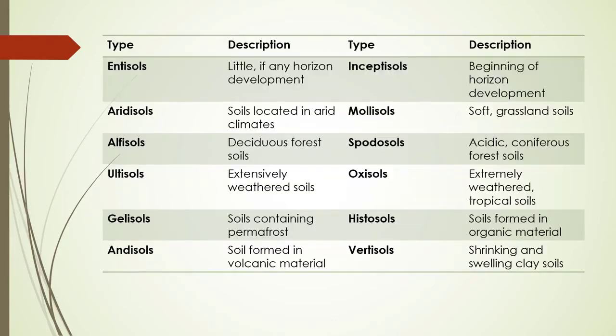Okay, so when you're using that soil web app, you'll see these orders that are listed depending on where you are. And primarily what we've got around here are the alfisols, which are the deciduous forest soils, and the andisols, which are formed by volcanic material. And some of these other areas are in other places, and I'll talk about each one individually.